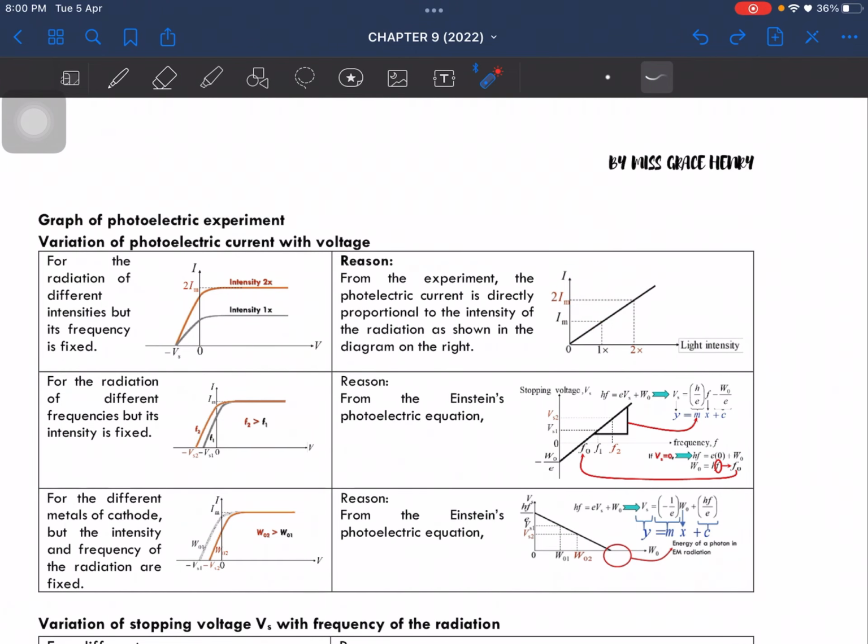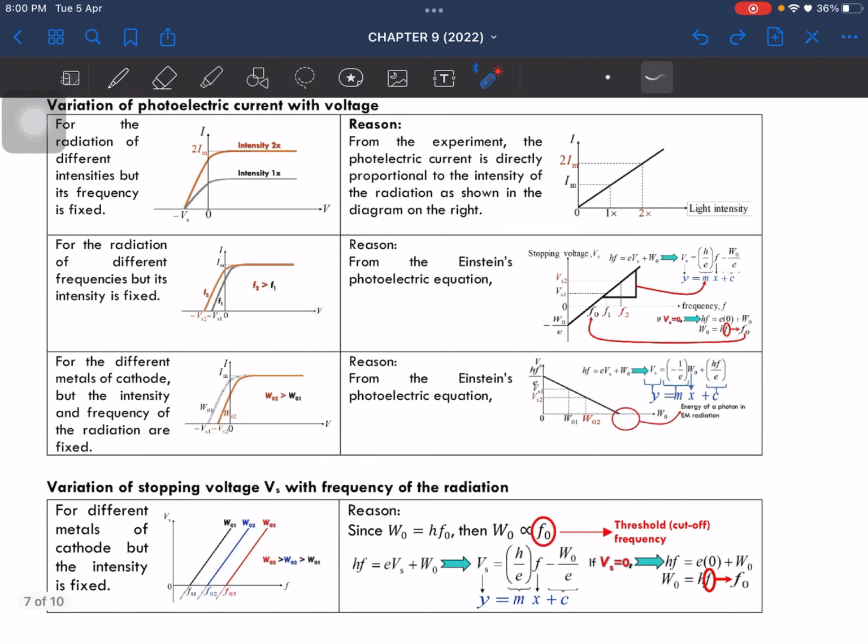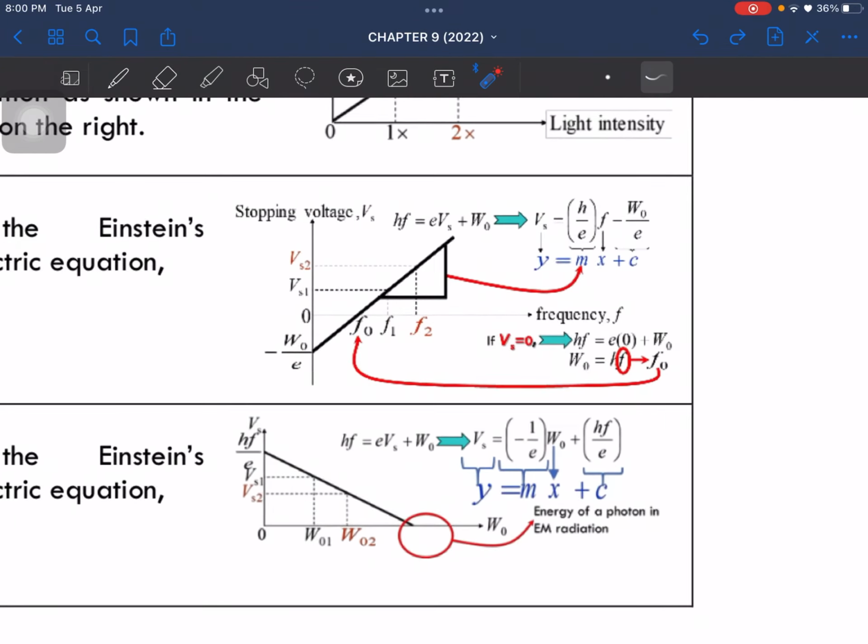And then for radiation that has different frequencies, but now the intensity is fixed. The intensity here is fixed, but the frequency starts differently. So this one we can see from the Einstein photoelectric equation. These are the relationships for them.